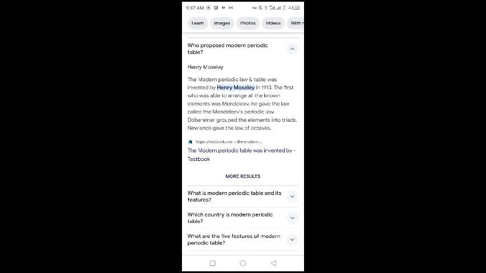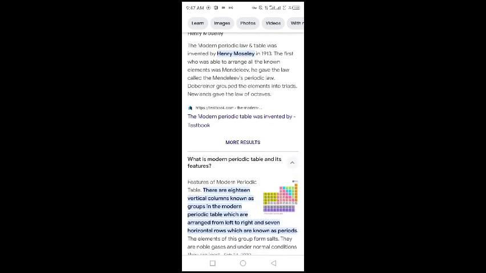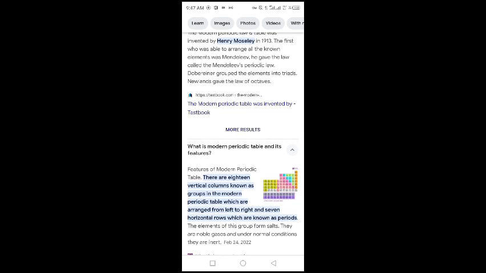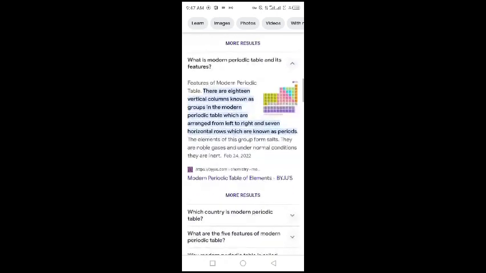What is the modern periodic table and its features? Features of modern periodic table. There are 18 vertical columns known as groups in the modern periodic table, which are arranged from left to right, and 7 horizontal rows which are known as periods. The elements of this group form salts. They are noble gases and under normal conditions they are inert.